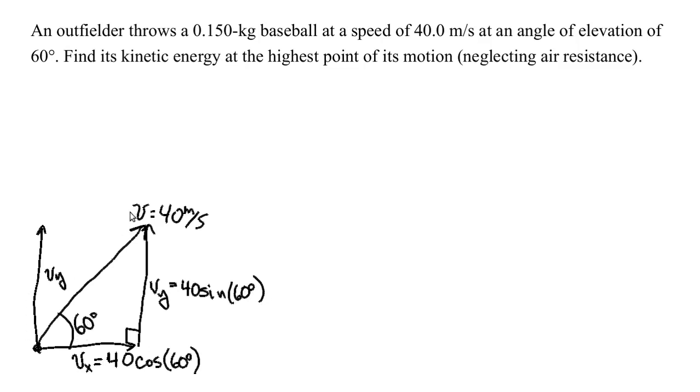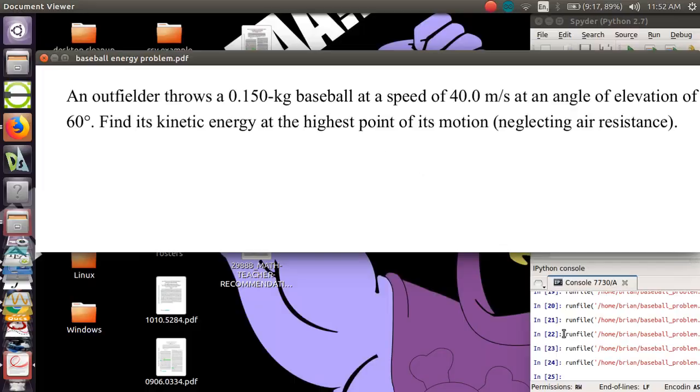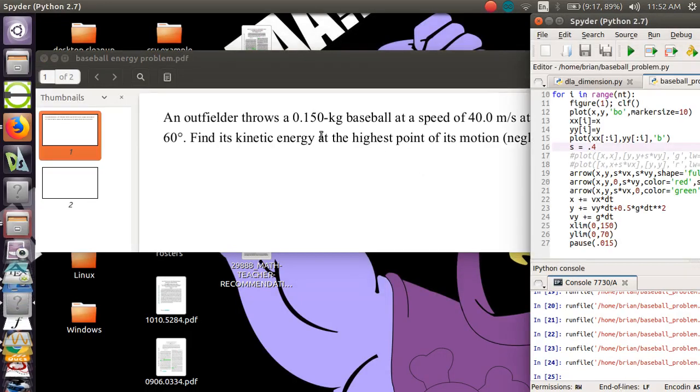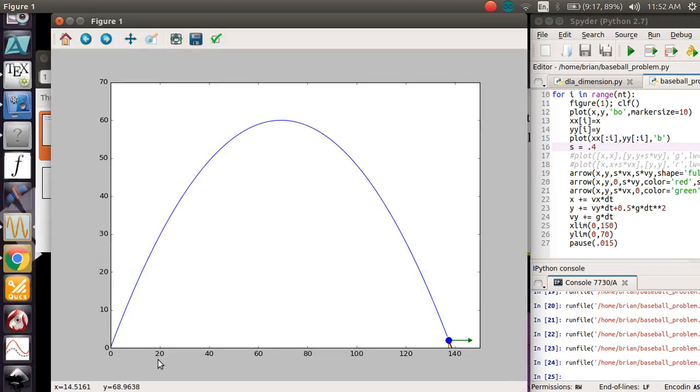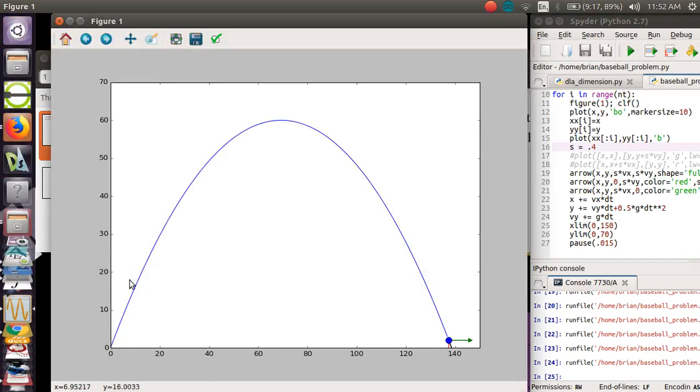This is what things look like when the ball is first thrown, but we want to see what happens over the course of the ball's motion as it moves toward the infield. So let's take a look at that. We have a simulation here. I wrote this in Python. And the ball is moving from the outfield towards the infield along this parabolic path.